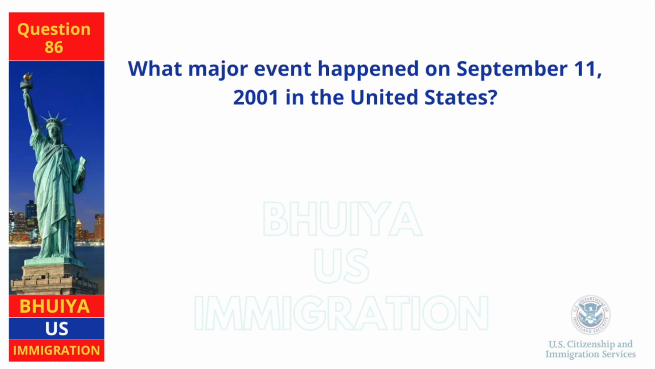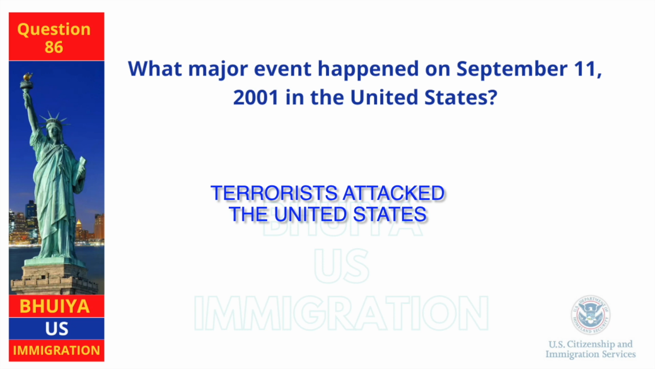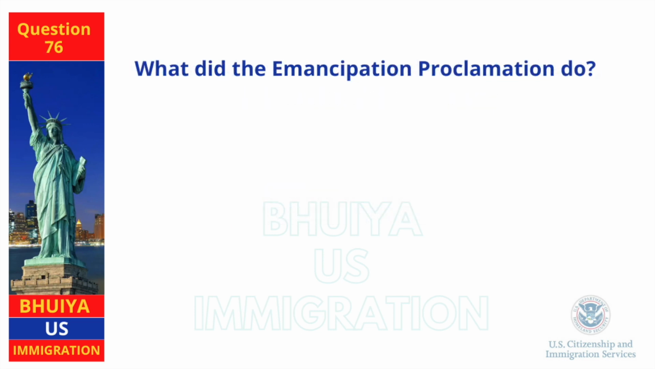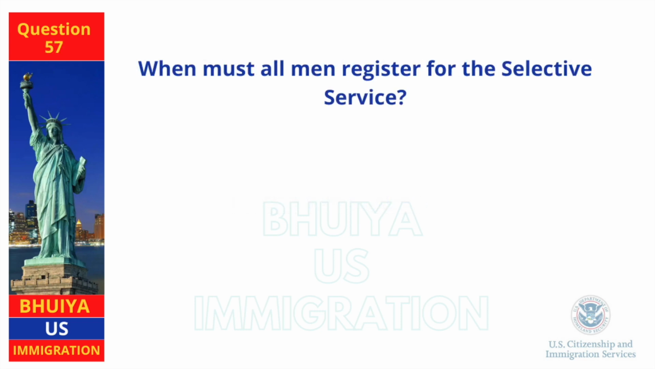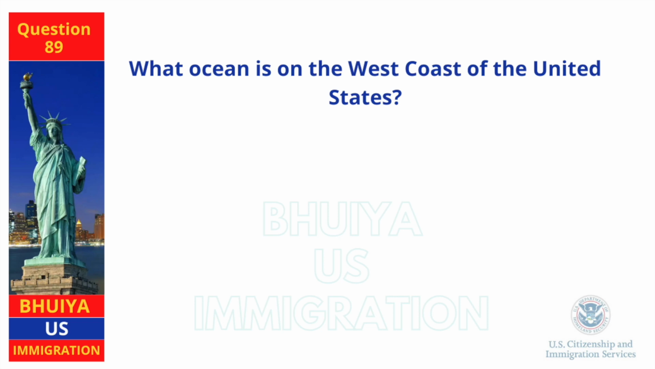What major event happened on September 11, 2001 in the United States? Terrorists attacked the United States. What did the Emancipation Proclamation do? Freed the slaves. When must all men register for the selective service? At age 18. What ocean is on the west coast of the United States? Pacific Ocean.